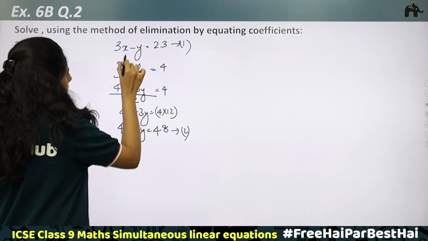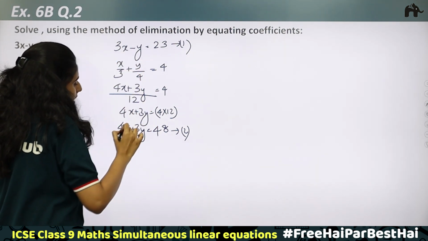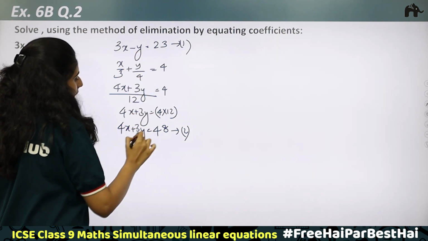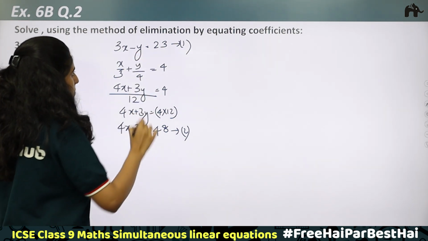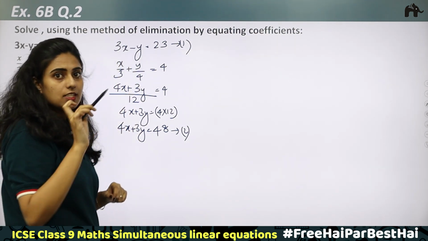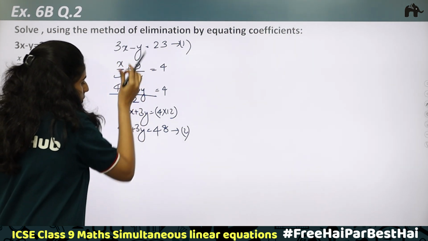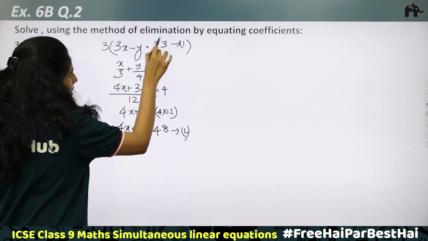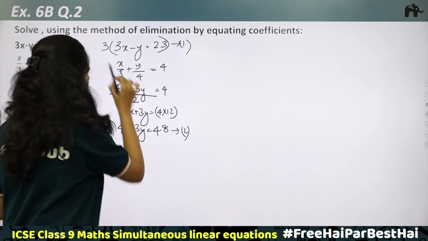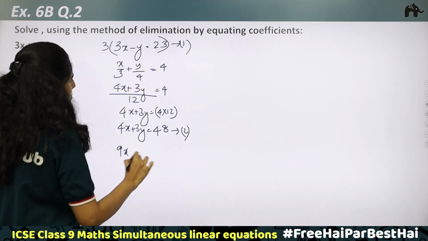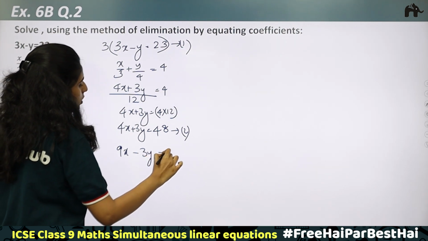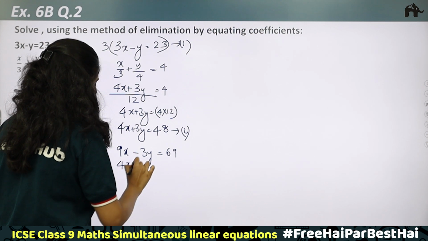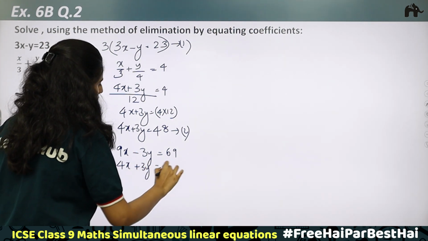Here check the terms. Here we have x containing terms 3x and 4x. Y containing terms, here it is y and here it is 3y. So multiplying the first equation with 3, we will be getting the same coefficients of y. So we are going to multiply the first equation with 3. What do we get? 3 into 3x, 9x minus 3y is equal to 69. Second equation as it is, that is 4x plus 3y is equal to 48.